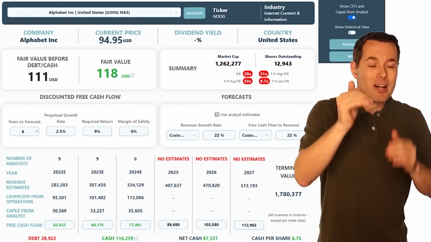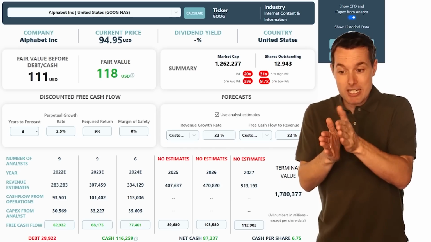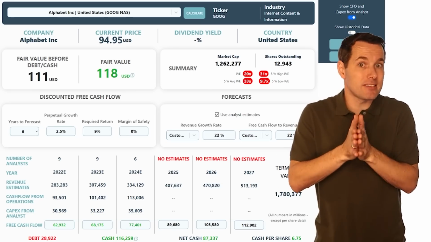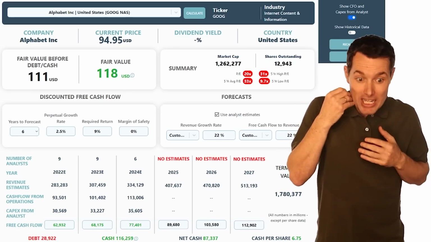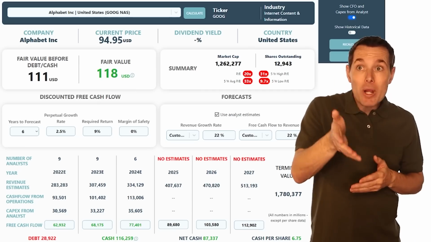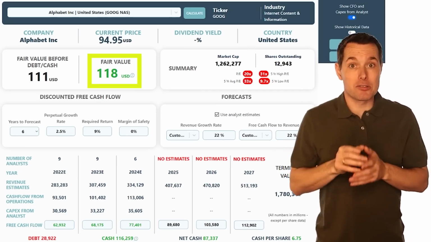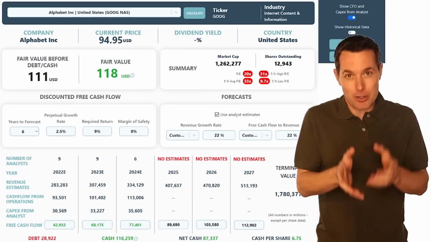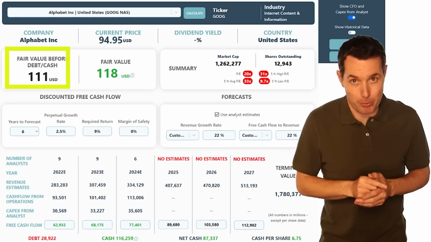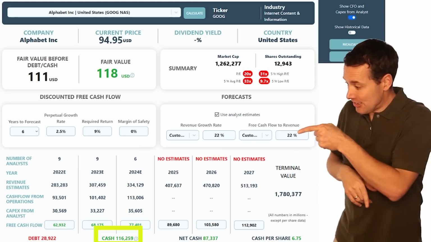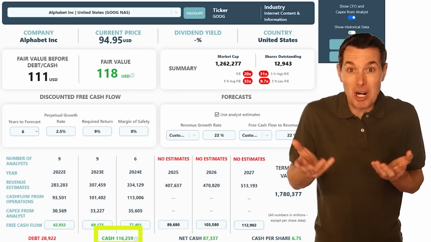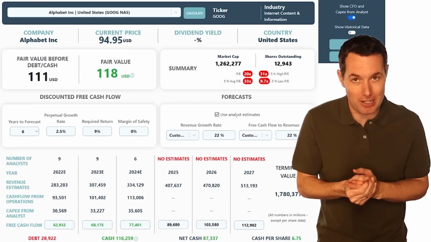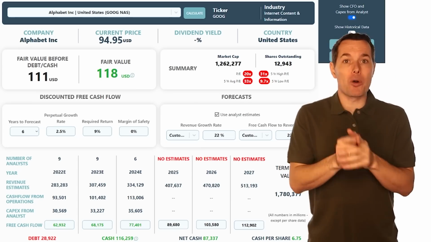Now, if we're curious, discounted cash flow takes a look at all future cash flow, estimates for all future cash flow, discounts it back to today, and comes up with what it should be worth today. We are getting a fair value of $118 per share if we use the cash and debt adjusted calculation. If we don't, we get $111 per share. That is because Google has almost $120 billion in cash, which is just an obscene amount of cash for them to be sitting on.